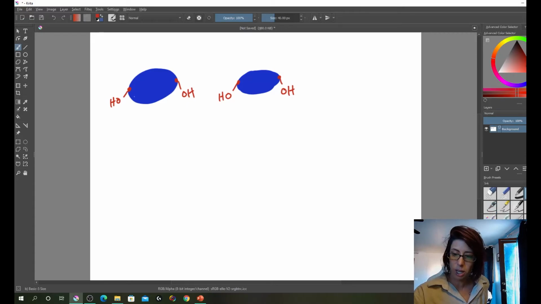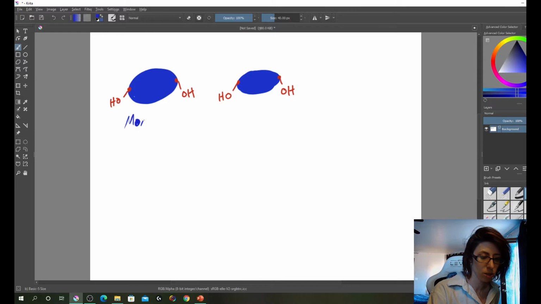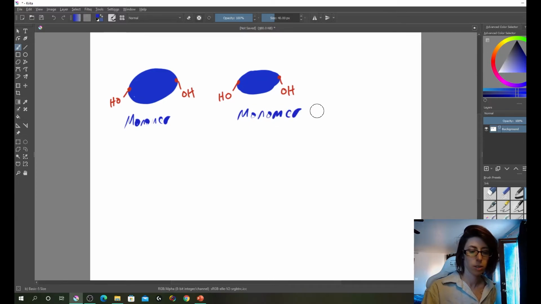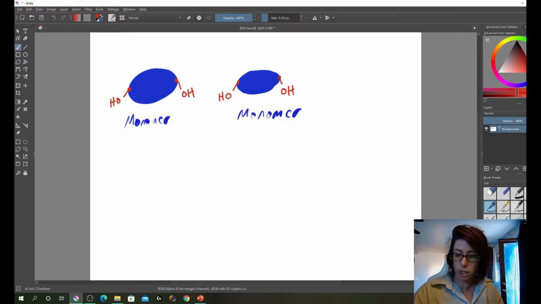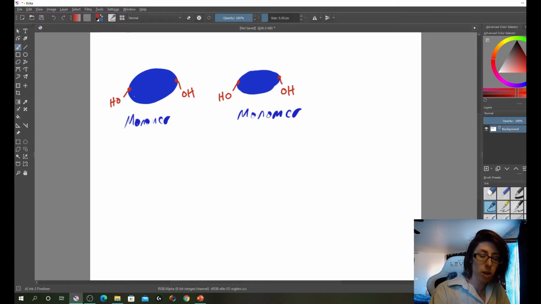So here you have these monomers. These are monomers. And this is another monomer. Okay, monomer and monomer. All right, so how are we going to join these together? So a dehydration reaction is when you remove water to join these two molecules. So how are we going to make water? With the hydroxyl groups. So this hydroxyl group is going to break off from here.